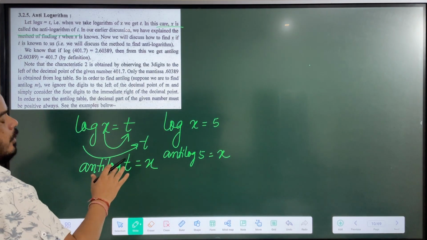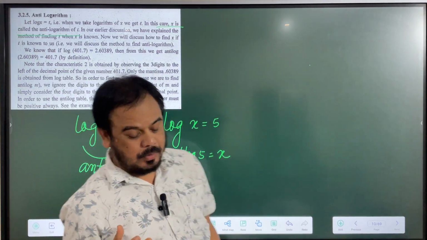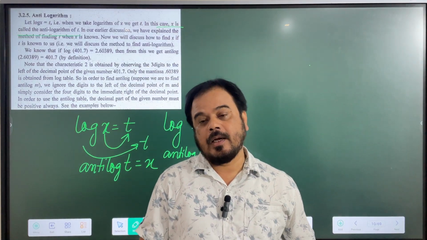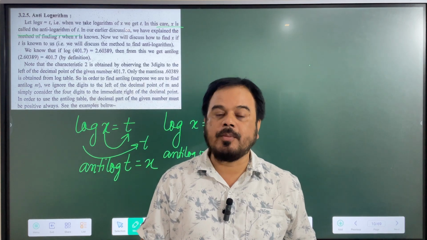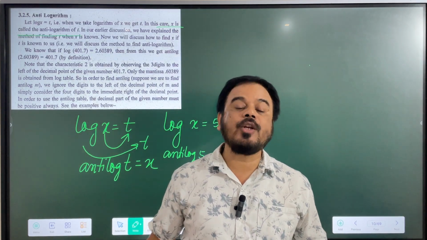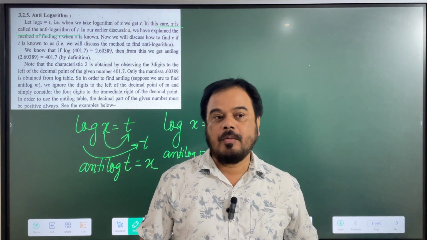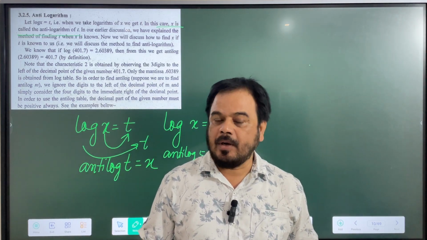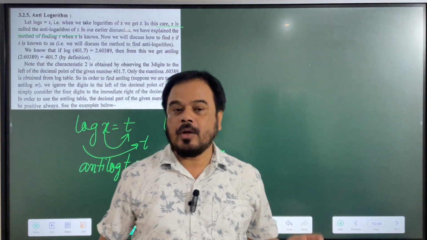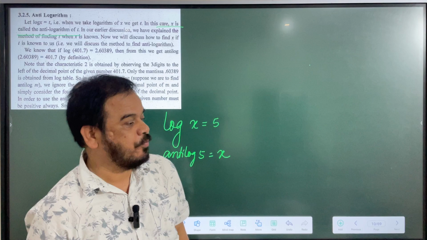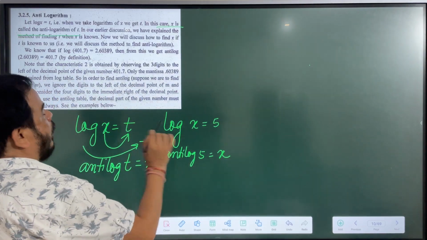Just as we understood the log table in the previous video, where we used a log table, here we will use an anti-log table. There is one separate table for anti-log. For log there is a table, which we have already learned, and now to get anti-log we use the anti-log table. I hope you understand this one.